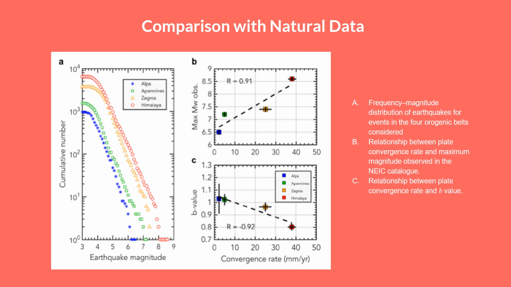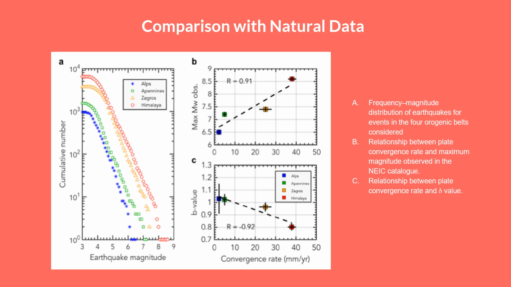For comparison purposes, the authors have collected the natural data from the US National Earthquake Information Center, and from that information they have plotted this result. So basically, picture A shows the frequency magnitude distribution of earthquakes for events in four orogenic belts, which are Alps, Apennines, Zagros, and Himalayas. Picture B shows the relationship between plate convergence rate and maximum magnitude. Picture C shows the relationship between plate convergence rate and B value.